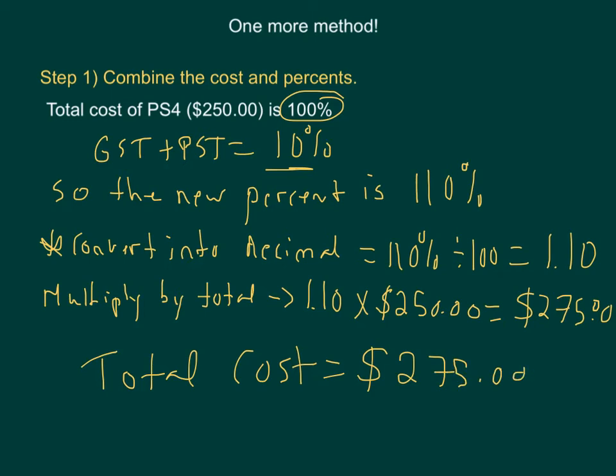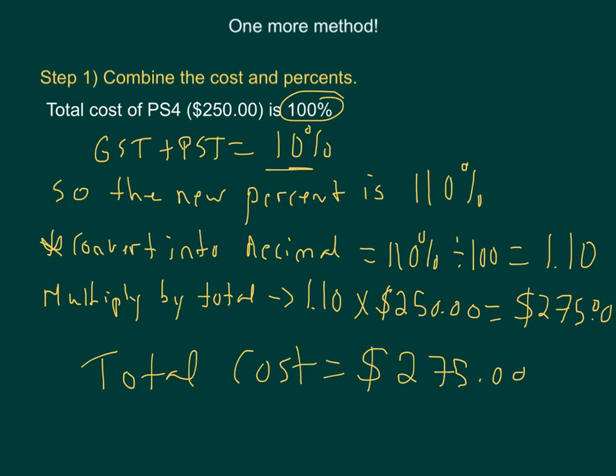I just want you to pick and choose which method works best for you. In the first method, you tried to figure out what the percents were separately. So what was 5% and what was the other 5%. Then added the percents together and then combined that with your total cost. In method 2, you said, well, we know that it's just going to be 10%, so we'll add our percents together and then find it.